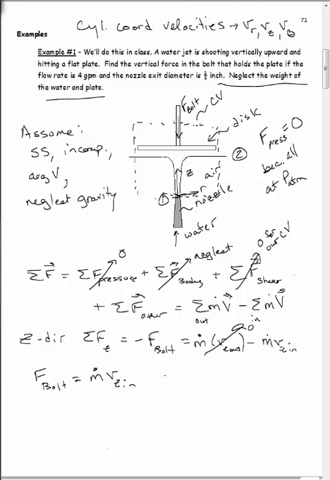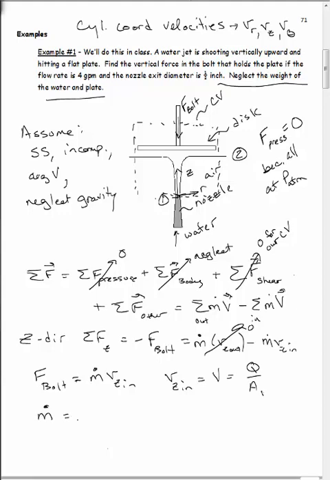And our VZ in is just our V in. It's going in the positive direction, and that is equal to our Q over A1. All right, 4 gallons per minute over that area we get from that 1/2 inch diameter. Okay, so our m dot then is the other thing we need.